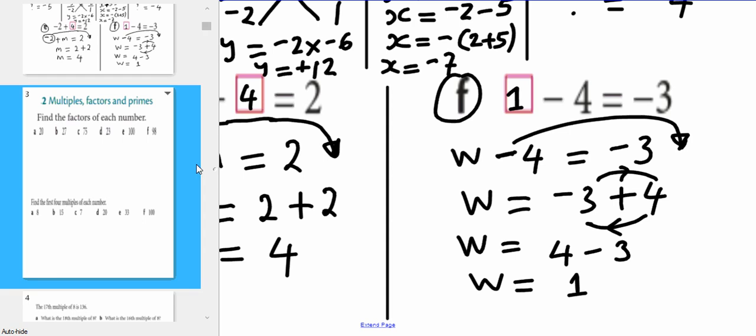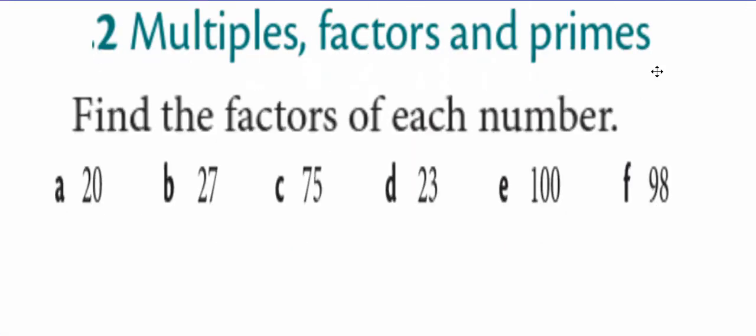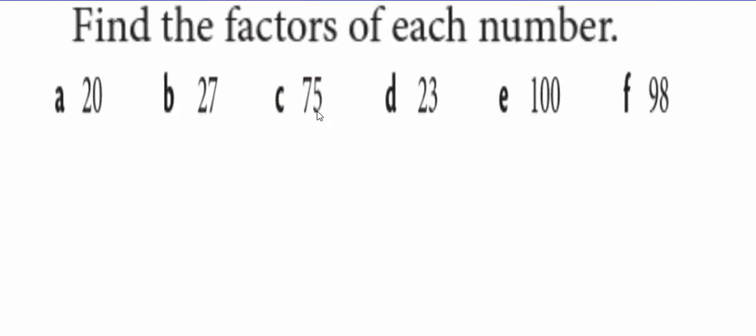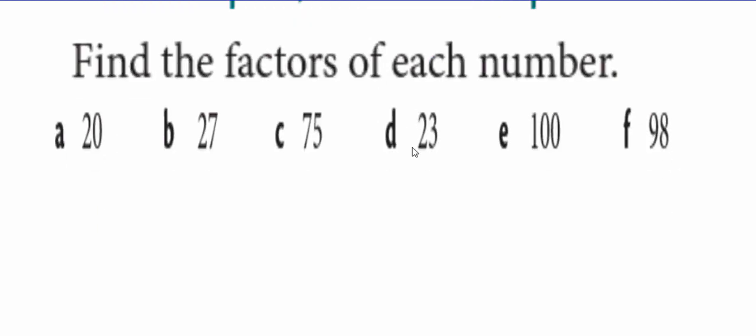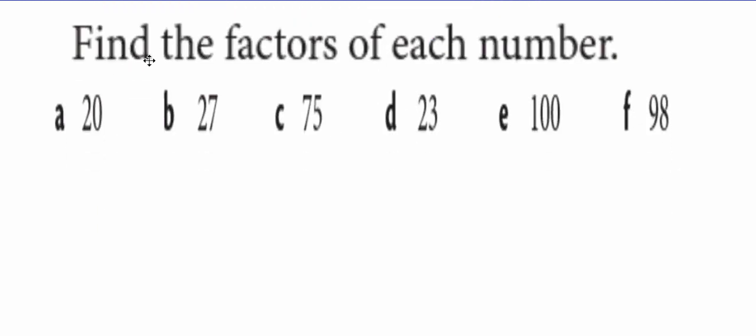Sorry, I'm moving so fast because I believe that you have some ideas with regards to year 7, year 8, and year 9 kind of maths. Okay. We have this page which will be talking about multiples, factors, and primes. Primes means prime numbers. Okay. So the question over here is find the factors of each number. Wow, we have how many numbers? We have 1, 2, 3, 4, 5, 6. Okay, we have 6 of them.